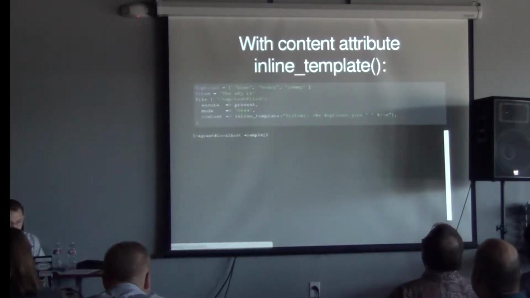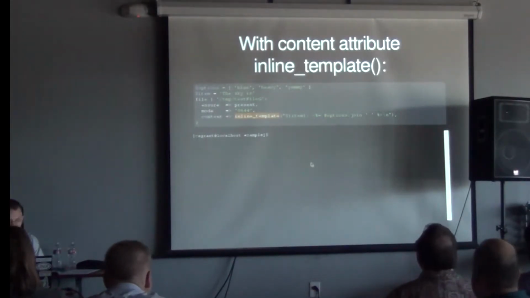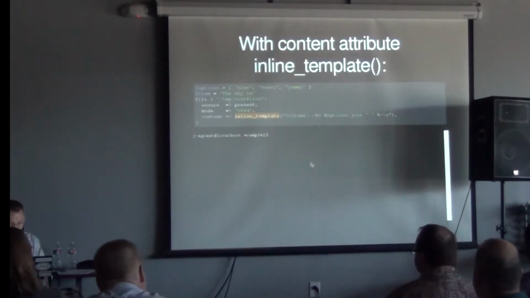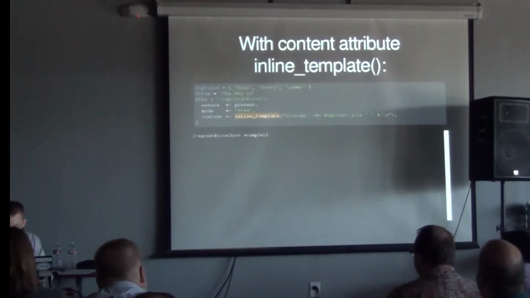In addition to the template function, we have inline templates, which allow you to do Ruby directly inside your Puppet manifest. This is similar to just using straight content in there. You want to try and keep it simple, but if you don't want to use an external template file, you can do it this way, and you get the same results.